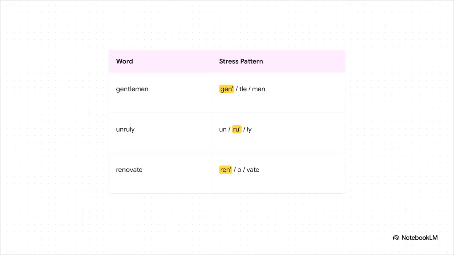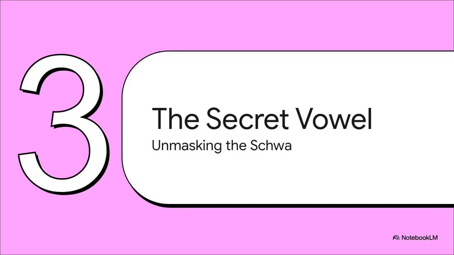Let's just look at a couple more. We don't say gentlemen, right? We say gentlemen. It's not unruly, it's unruly. Just listening for where that natural emphasis falls, that is a huge, huge part of cracking the code. All right, so we have our blueprints and we have our spotlight.